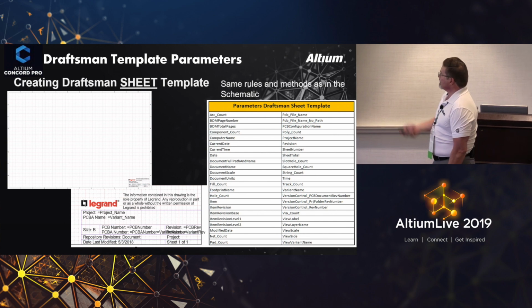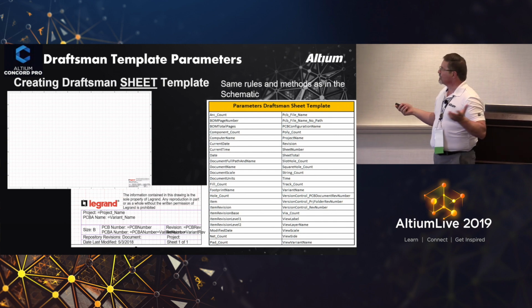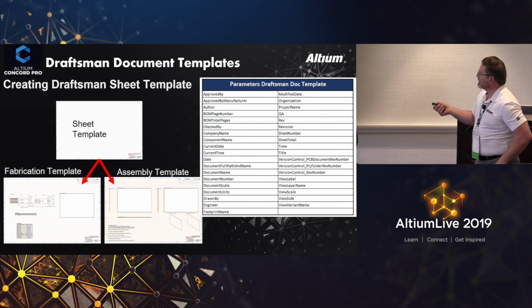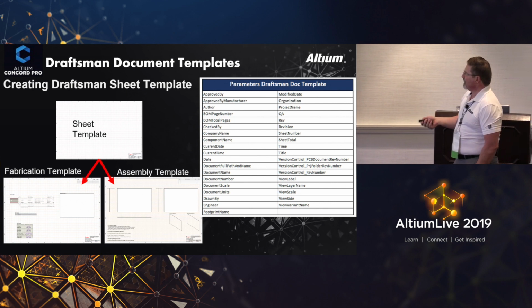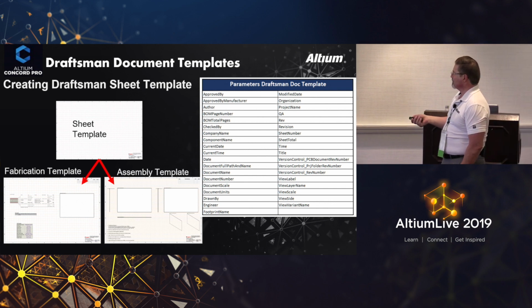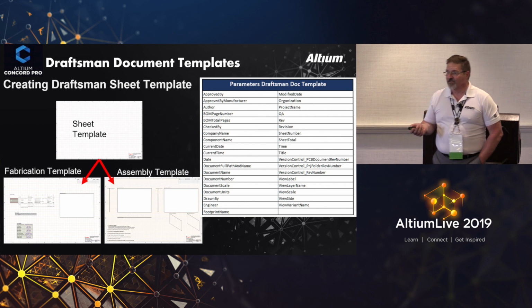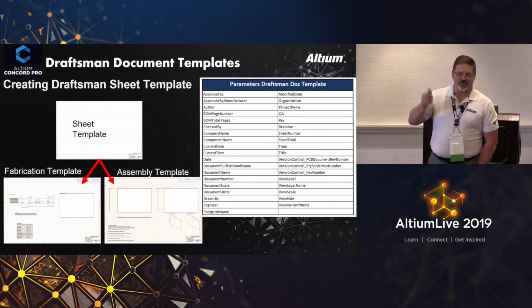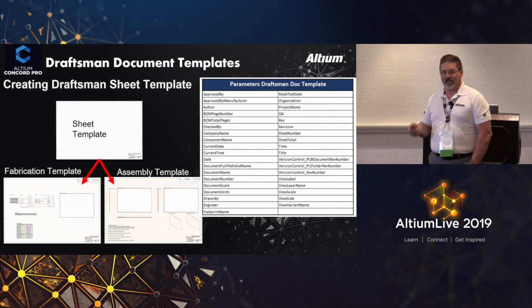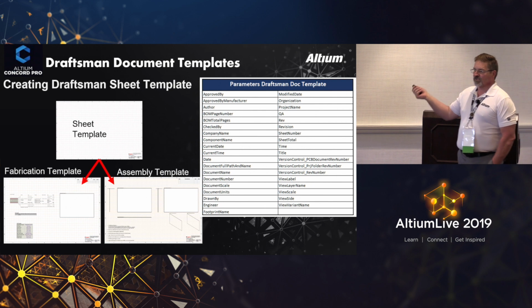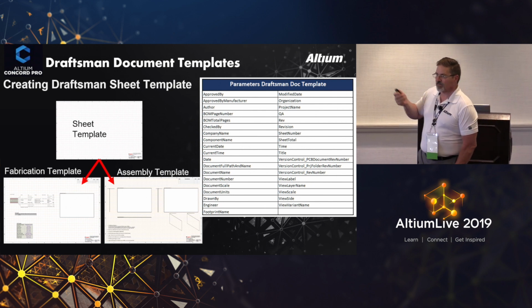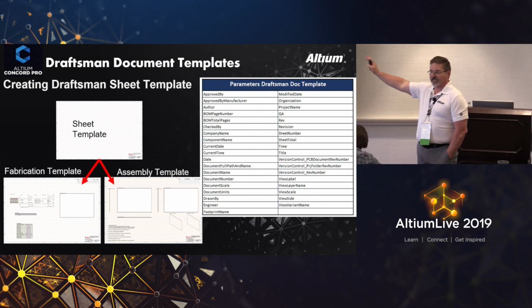So in the Draftsman template, there's 2 sheets to your Draftsman. There's a sheet template which then feeds into your fabrication template and your assembly template. Here are the parameters that are available for those sheets. Keep in mind, you're going to get all these PowerPoints, and if anybody wants me to send them to you automatically, just let me know. I'll be glad to send these to you.